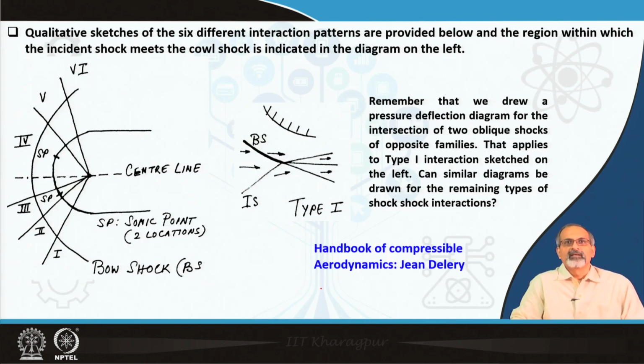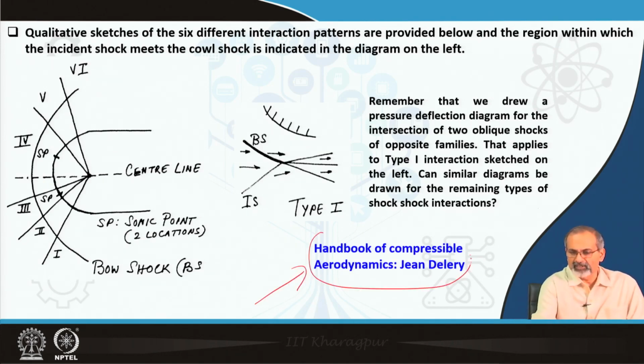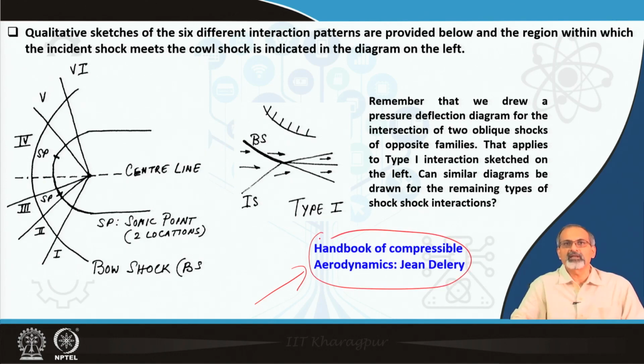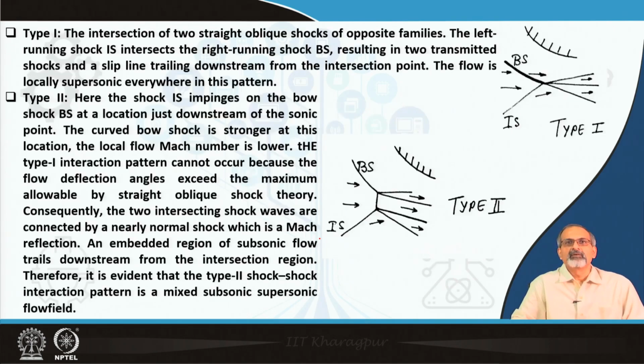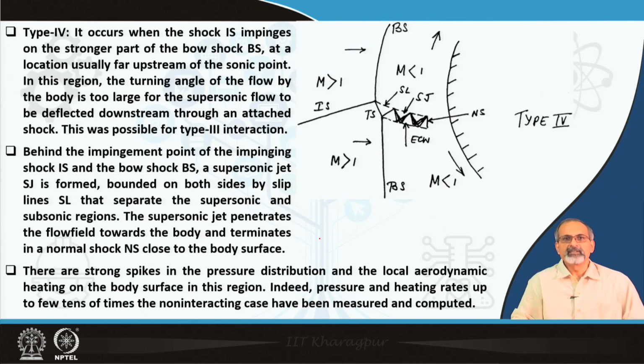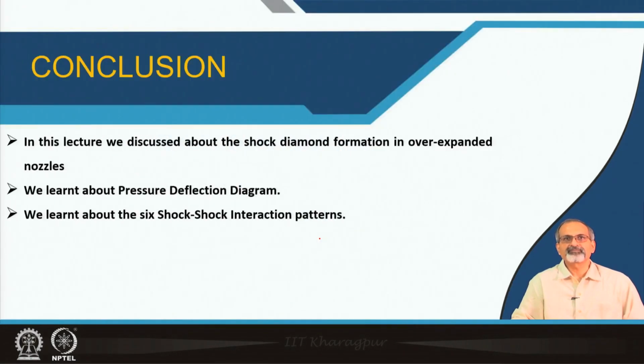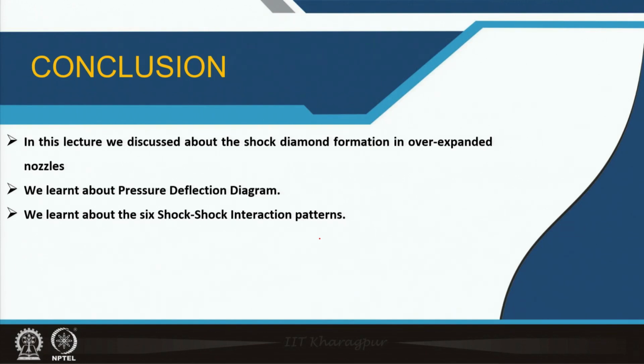So, there are more details on this, and a wonderful text to have more details on this is the Handbook of Compressible Aerodynamics by Delery. We will discuss more on these details in the subsequent lecture. So, in this lecture we discussed shock diamond formation in overexpanded nozzles. We learnt about the pressure deflection diagram. We learnt about the 6 shock-shock interaction patterns. We just began the discussion on that. In the introductory part, we have developed some familiarity about it. We will complete that discussion in the next lecture. Thank you.